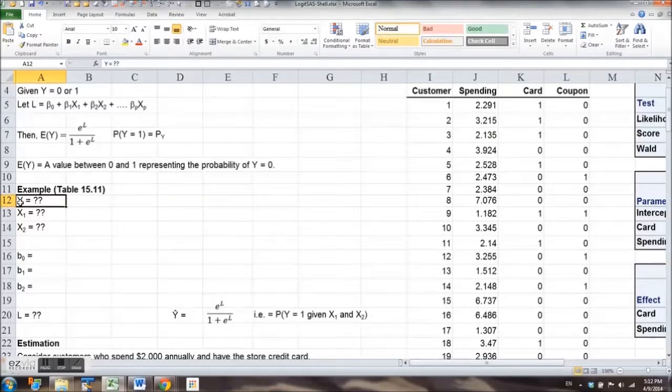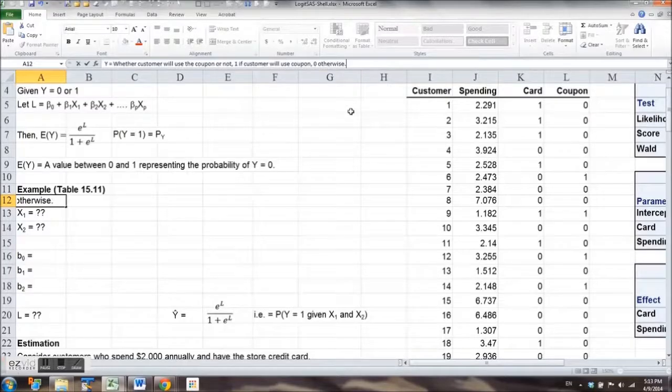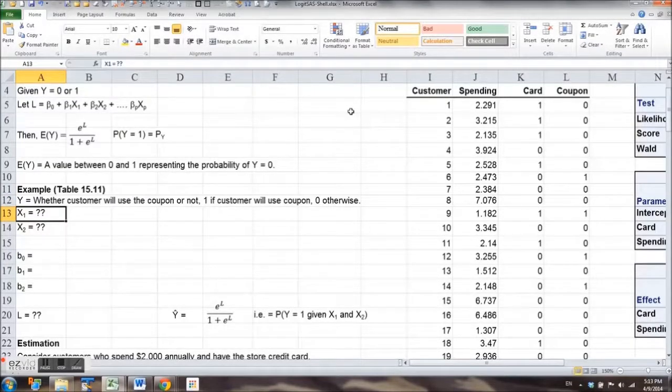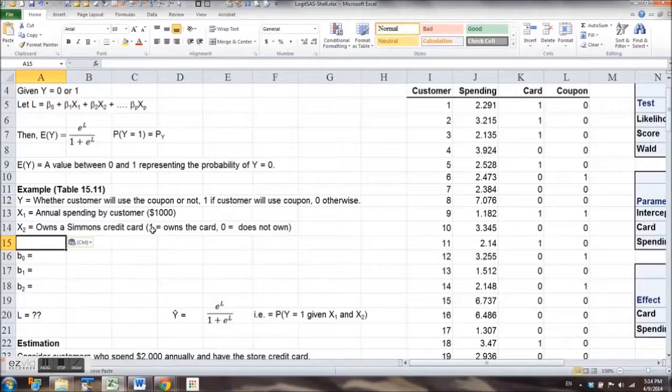So now what is y? Y is whether the customer will use the coupon or not. One if the customer will use the coupon, 0 otherwise. Now x sub 1 is the annual spending of the customer, and that is in thousands. X sub 2 is whether the customer holds the Siemens card, and we will use 1 if the customer owns the card, 0 if the customer does not own the card.